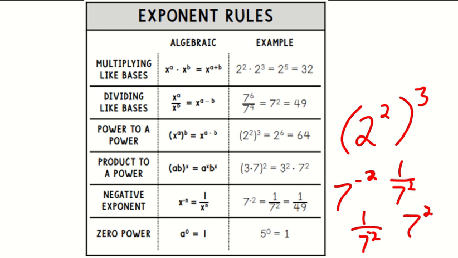And then anything to the 0 power is 1. Anything with an exponent of 0 is 1. Okay? So if I have 1 to the 0 power, that's 1. If I have 8 to the 0 power, that's 1. If I have 387 billion to the 0 power, that's 1. Okay?